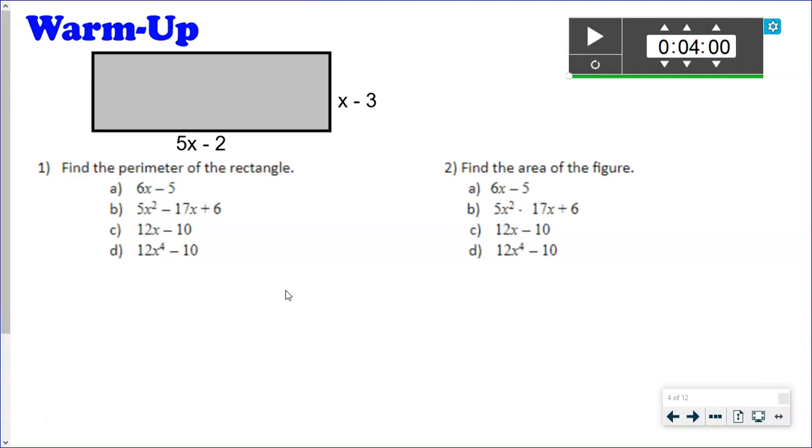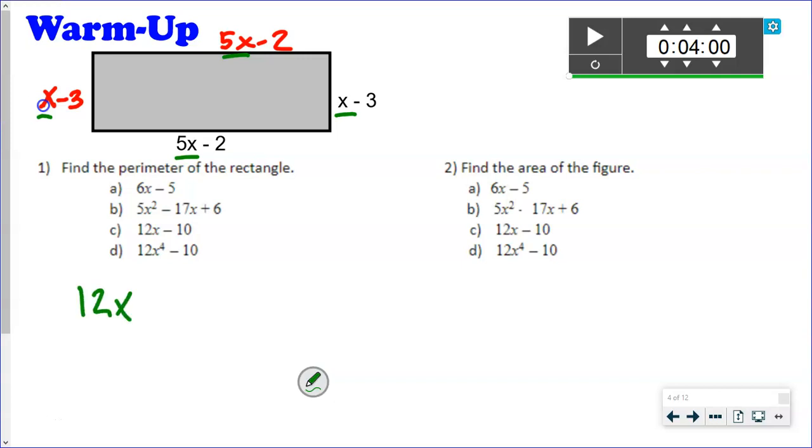All right, so the perimeter means what? Yes, the distance around an object. So I could actually put x minus 3 over here and 5x minus 2 there. Then we're just combining like terms, right? So notice we have x, 5x, x, and 5x. So 5x plus 5x is 10x, plus 2 more x is going to be 12x, right?